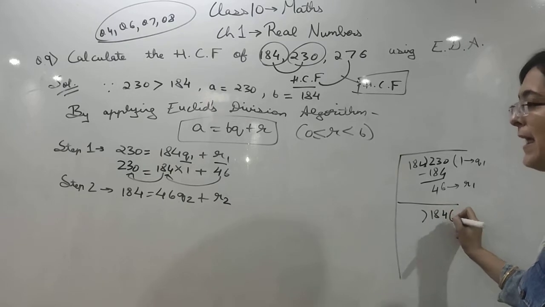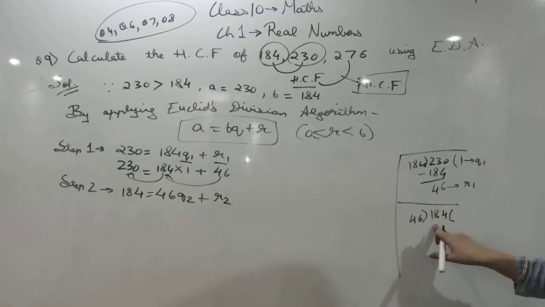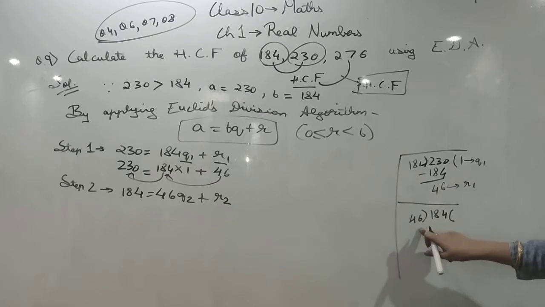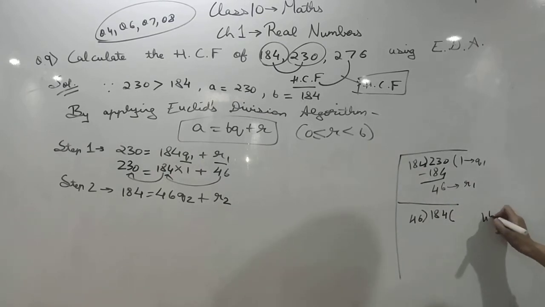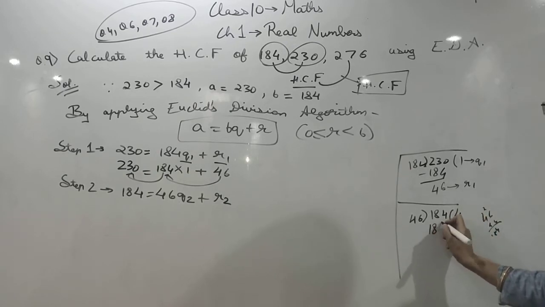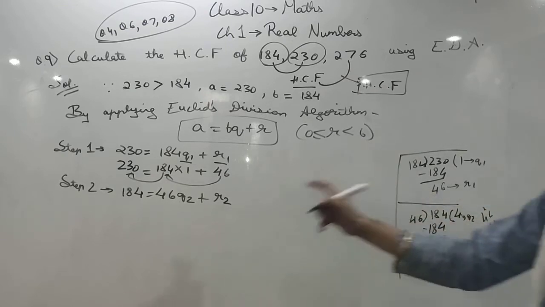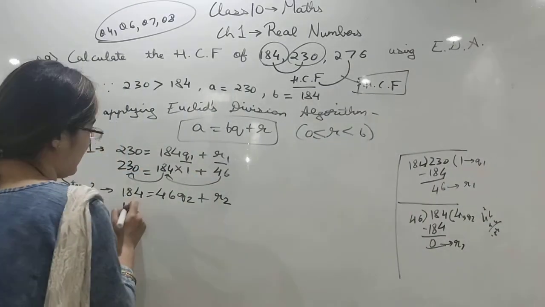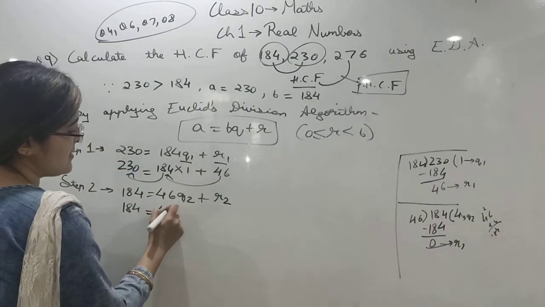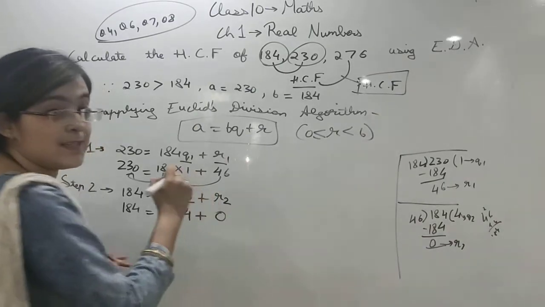Now let's divide again. Divide 184 by 46. You have to divide 184 by 46. Just check it down. 4s it is coming 184. So this is your Q2 and this is your R2. Let's put the value here. Your Q2 is 4 and your R2 is 0.